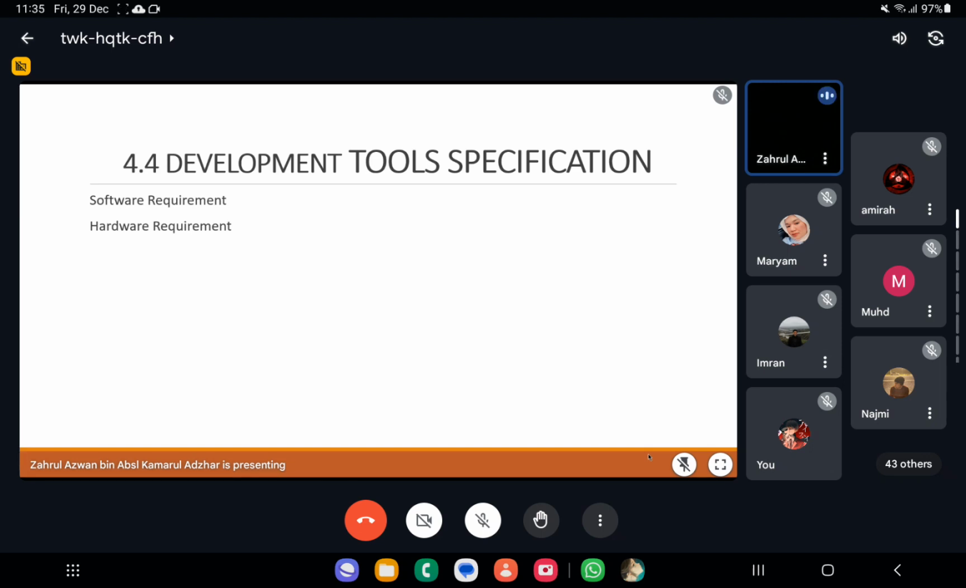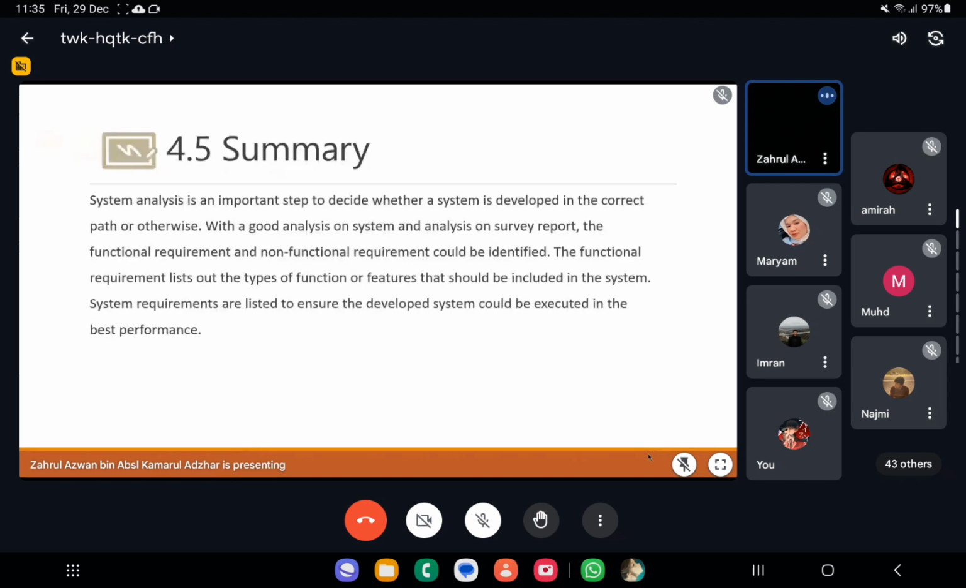Okay, so this is the last part, the summary. System analysis is an important step to decide whether the system is developed in the correct path or otherwise. With a good analysis on the system and analysis on the survey report, the functional requirement and non-functional requirement could be identified. The functional requirement lists out the types of function or features that should be included in the systems. System requirements are listed to ensure the developed system could be executed in the best performance.